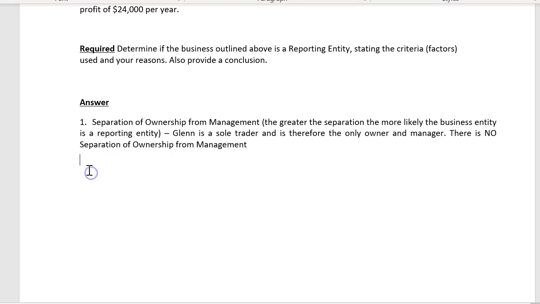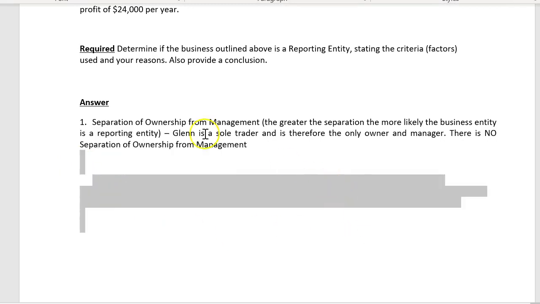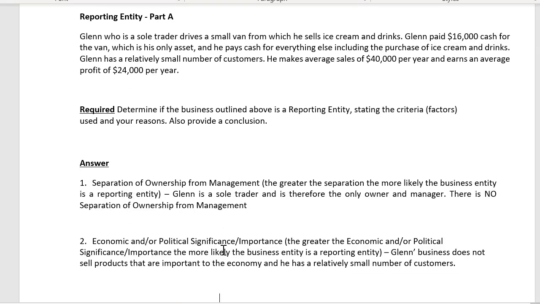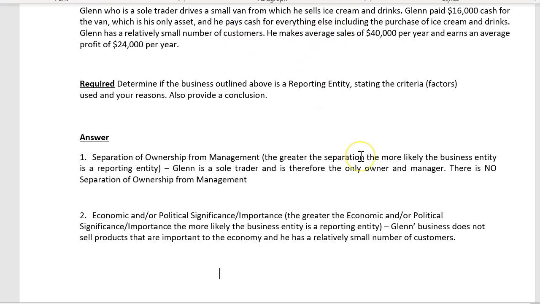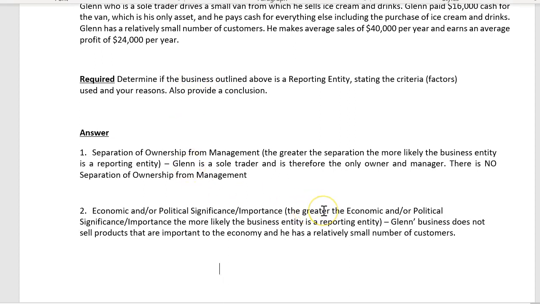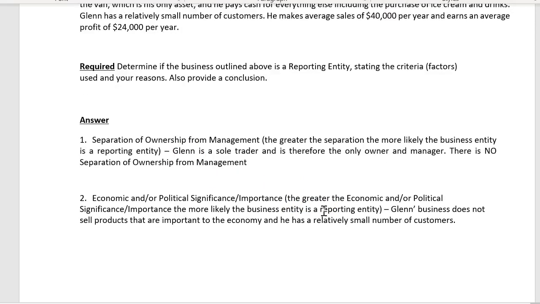For number 2, we look at whether the business is economically or politically important. As you can see, it's a small business, and it does not sell any items which are important for the economy. Glenn has a small number of customers, which means Glenn is not employing a large number of people. So Glenn is a small player in the industry. Glenn serves a small number of customers, which means Glenn's business is not economically and politically important.